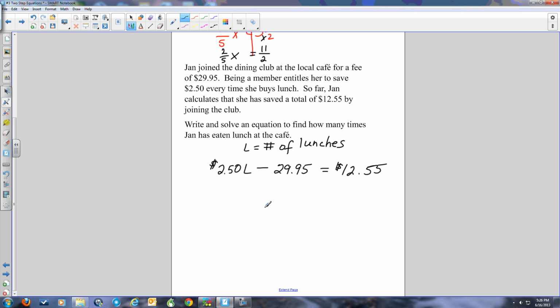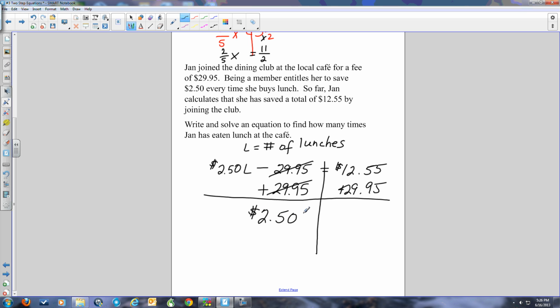So now we want to get L by itself. We're going to solve this equation, draw a line down through. So we're going to add $29.95 to each side. So they cancel. So we end up with $2.50 times L equals, well, $12.55 plus $29.95 gives you $42.50.